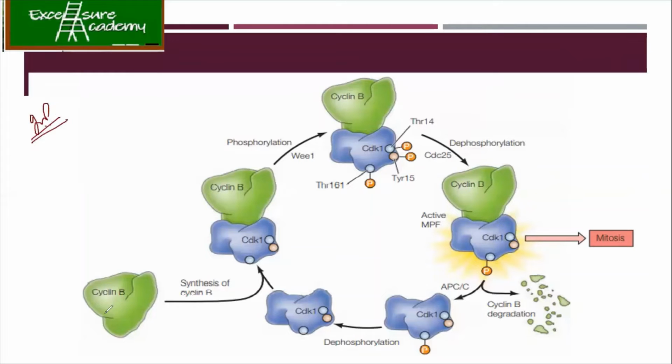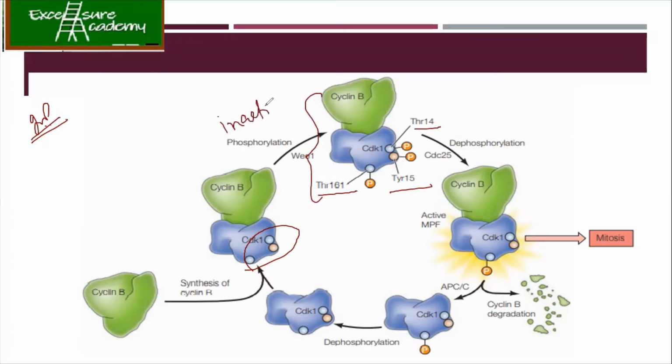Okay, so we have got cyclin B. Cyclin B goes and binds with the CDK1. Now there are three sites for phosphorylation. So V1 is going to phosphorylate, and what we get? Threonine 161, tyrosine 15, threonine 14. Okay, now this is inactive.